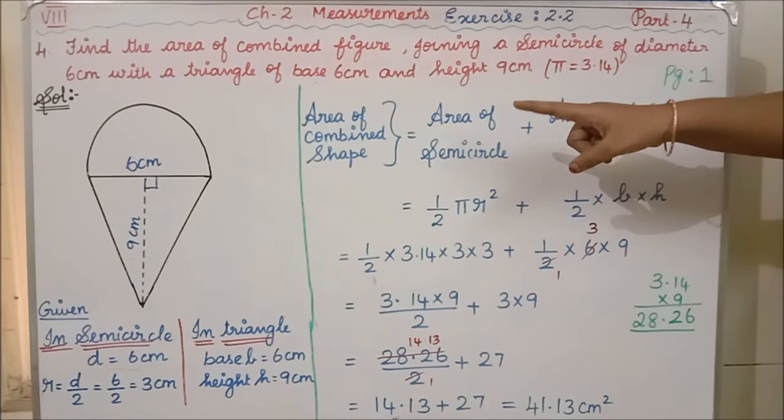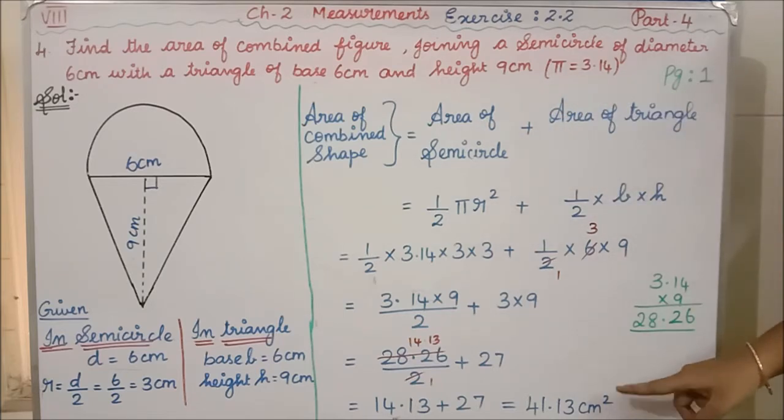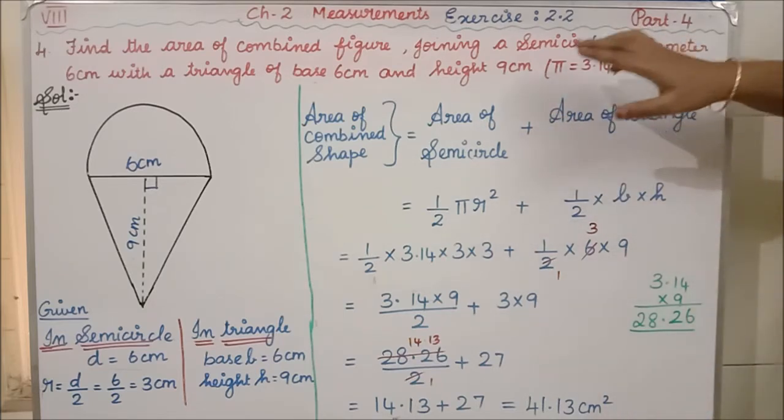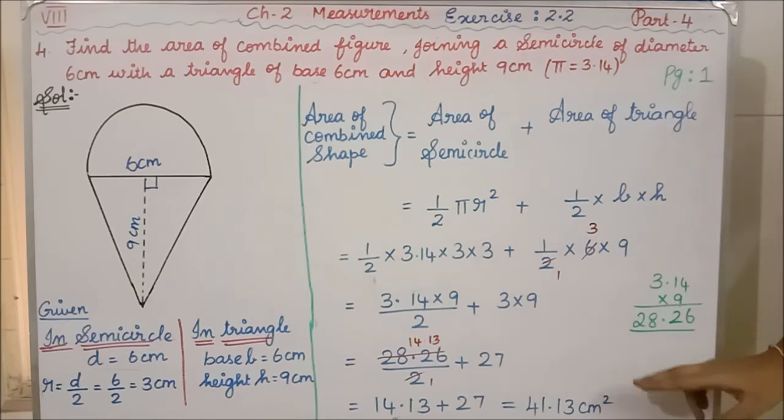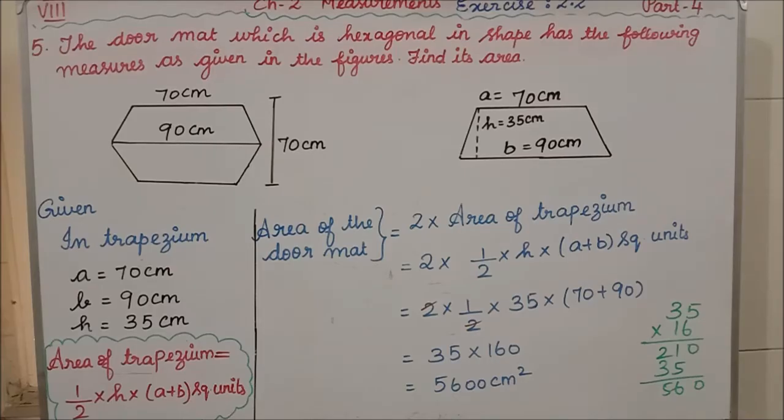Since they are finding area, write centimeter square. What measurement they have given, that measurement squared you have to write. Clear, all of you, the fourth question? Yes. In exercise 2.2, next we'll see the fifth question.